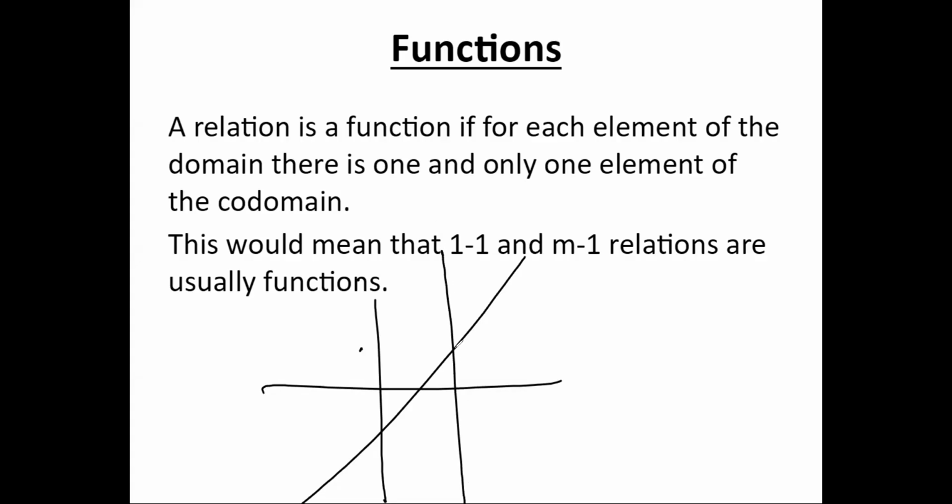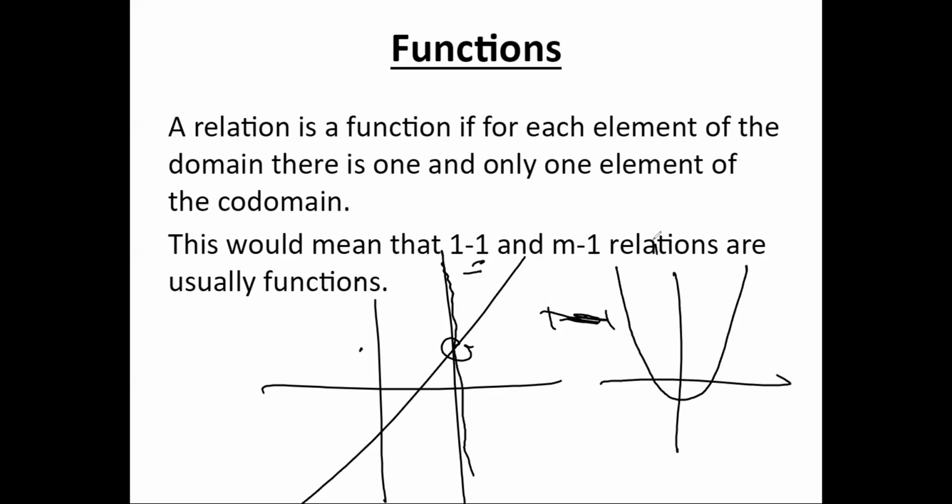I should use a different color for this vertical line. If it cuts the graph once, you have a function. So if you have this, and you draw a vertical line, it cuts once, so it's a function. That's a way you can figure out that a relation is a function.